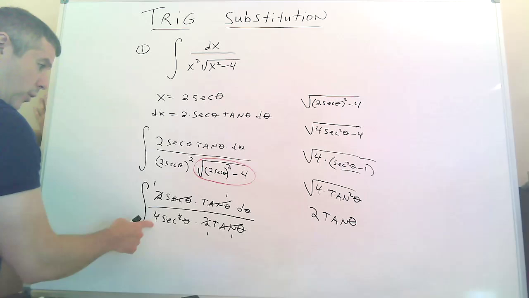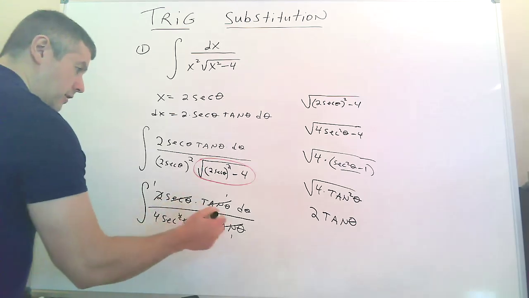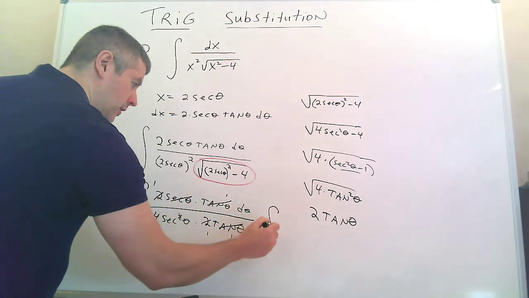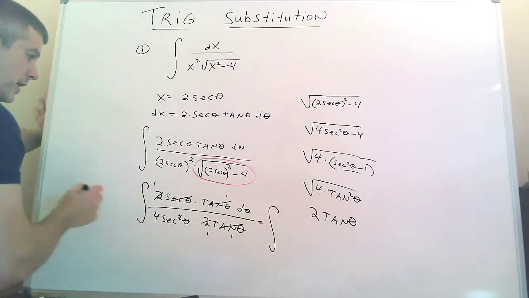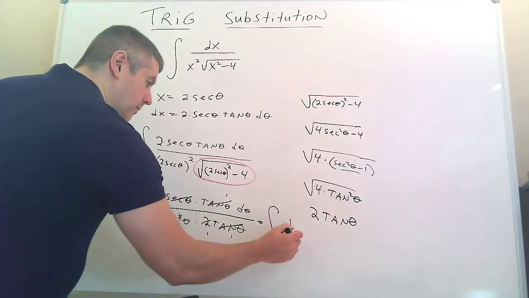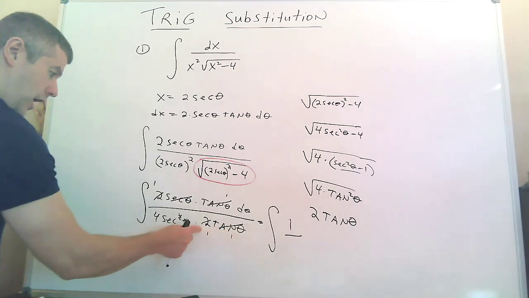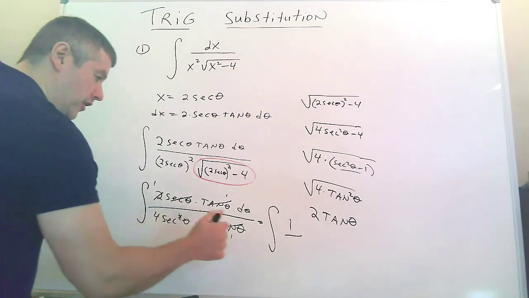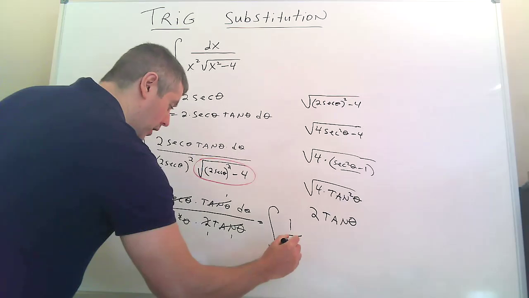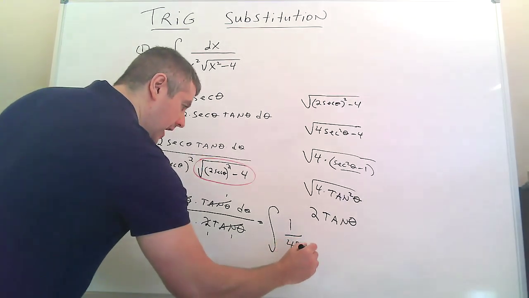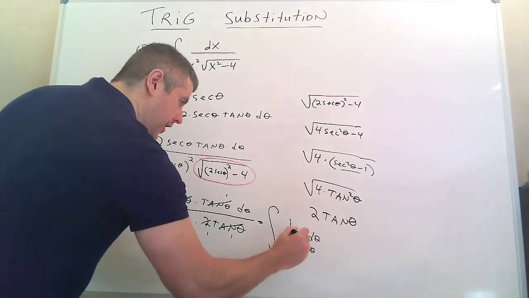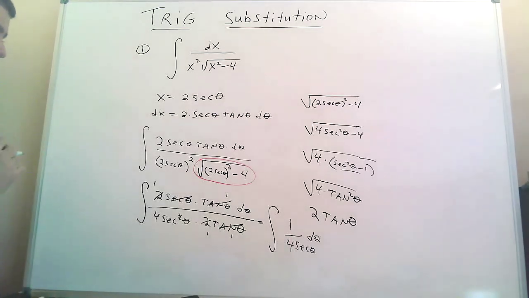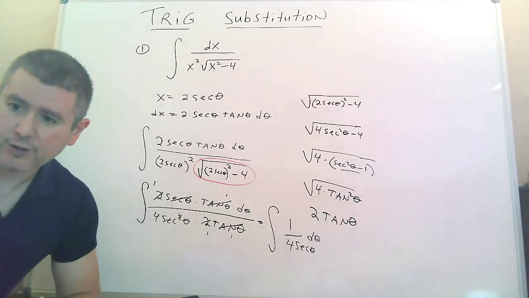Look at everything that went away. Gone, gone, gone. So my integral, which, as you can see, I'm not going to have room here. On top, I got a 1. Gone, gone. One of those is gone, but the 4 is still there. So I'm going to have 1 over 4 secant theta d theta. Yay! And now I have to continue this.